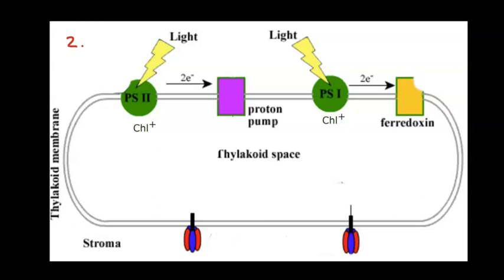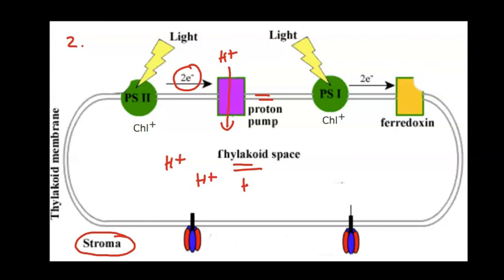Step 2. The released electrons from photosystem 2 are passed to proton pumps in the thylakoid membrane. Be aware that the space surrounding the thylakoids is the stroma, and this is the thylakoid space here. These proton pumps have the effect of pumping hydrogen ions from the stroma into the thylakoid space so that those protons will build up in this space here.